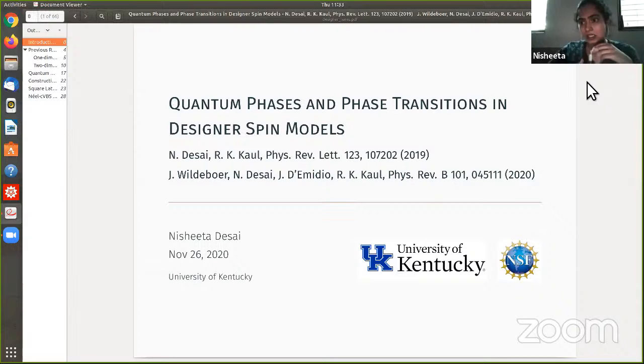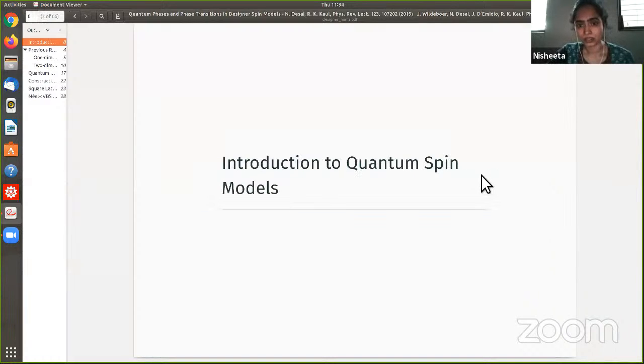Thank you. So I'm going to talk about quantum phases and phase transitions in designer spin models. The talk is based on these two papers here. The work was done with Ribu Kaul at the University of Kentucky. So I'll start with a short introduction to quantum spin models.